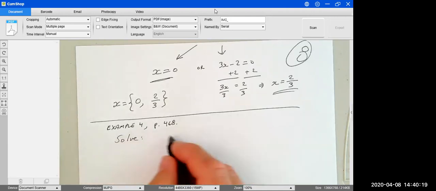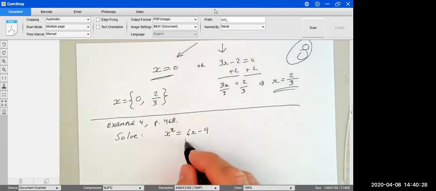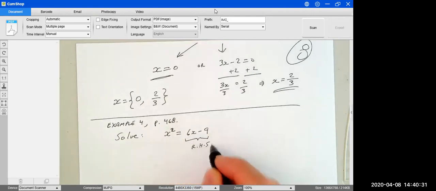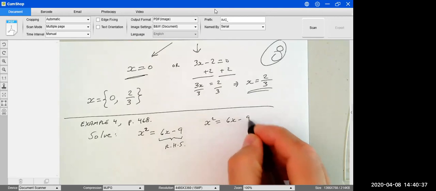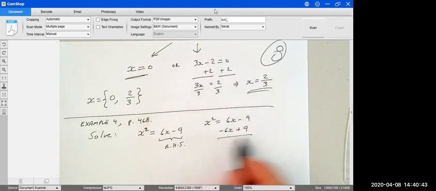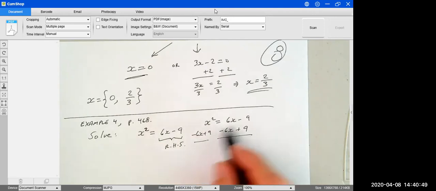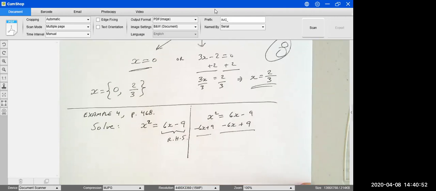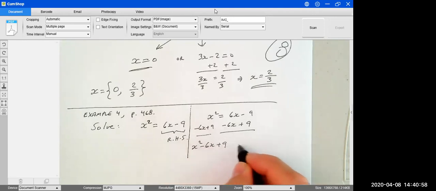That quadratic equation is x squared equals 6x minus 9. Again, the right hand side is not 0, so we need to do something about it. I'm going to subtract 6x and add 9. In that way, I'm going to be able to remove everything from the right hand side. So you get x squared minus 6x plus 9 equal to 0, because these two cancel.